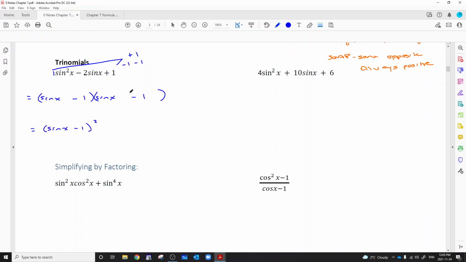If the sine x's are throwing you off, you can factor this using just a single variable and then replace back. So what that means is that you could rewrite this as u squared minus 2u plus 1 and factor it using u's. So you're just taking out the part that's a trig, and then you'd have to put the sine x back in for u after. So now you'd put a sine x back in anywhere you had a u.